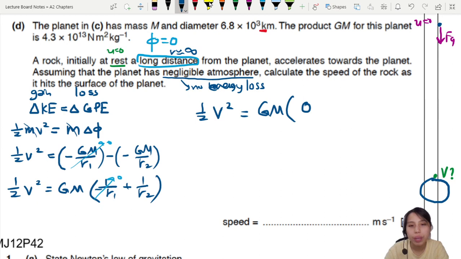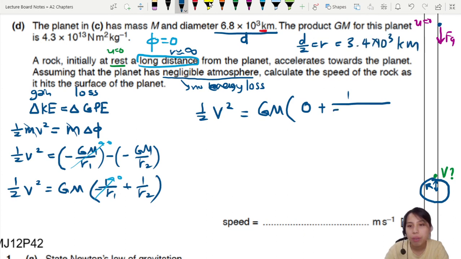0, very far away, plus 1 over, now if you come closer to a certain point, at the radius of the Earth. What's the radius? They didn't give the radius, they gave the diameter. Be very careful. Radius is half the diameter, so diameter divided by 2 gives you the radius, which will be 3.4 times 10 to the 3 km. So I'm going to write here 3.4 times 10 to the 3 kilometers, so times 10 to the 3 again, because of this kilo hiding there.